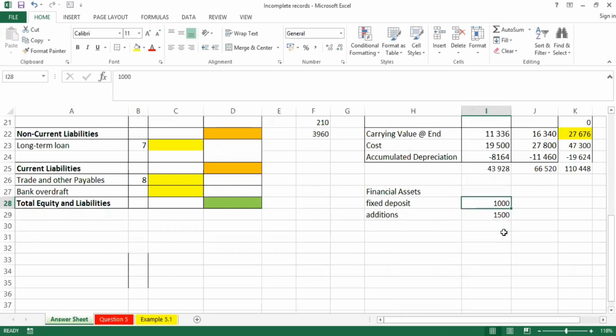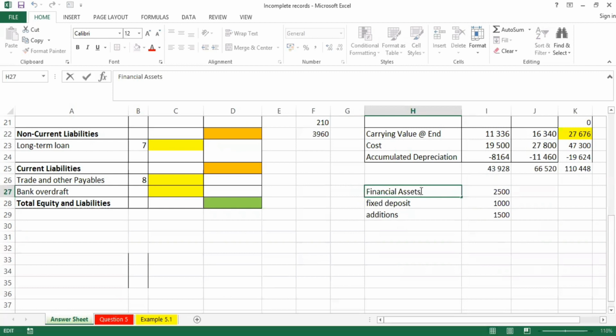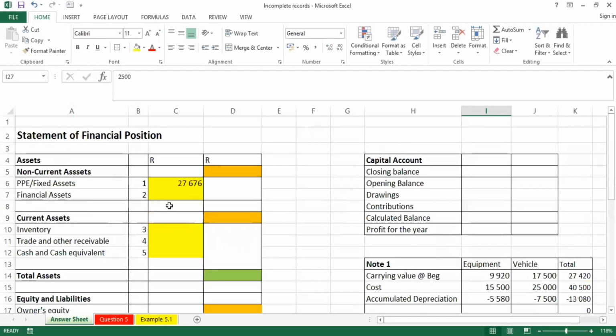So we have to add the 2 amounts in order to get what? Our financial assets. When we add the 2 amounts, we can simply see that it's going to give us our 2,500, which is our note number 2. So this 2,500, that's what we're going to write there on our note number 2. So the answer is 2,500.